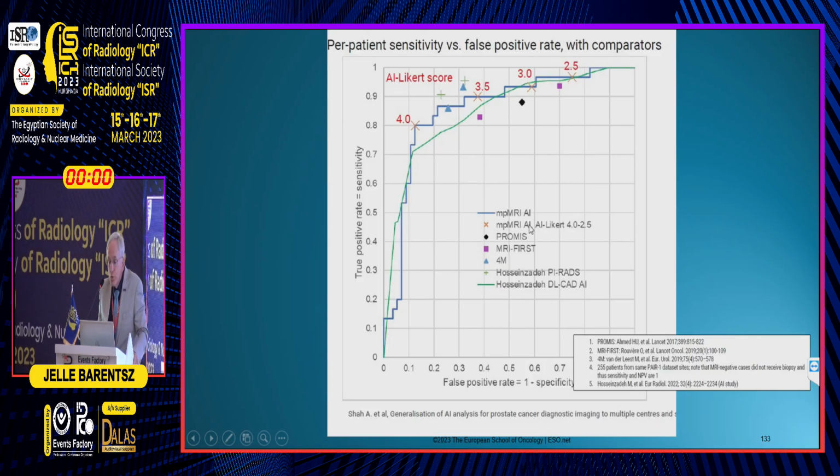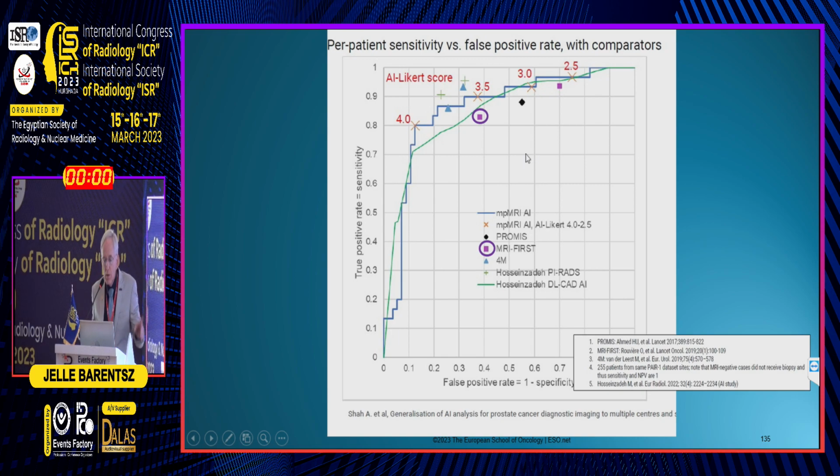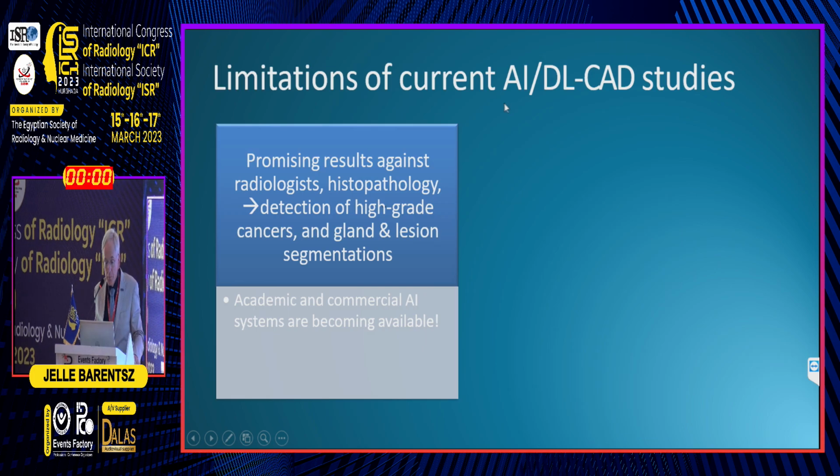This is the most recent publication on AI. This is of the MRI-first paper. The ADC is not bad. This is of the PRECISION trial. This is of the MRI-first. I'm almost ready. Here I see the data of our 4M study, and this is with artificial intelligence. So you are getting pretty good.